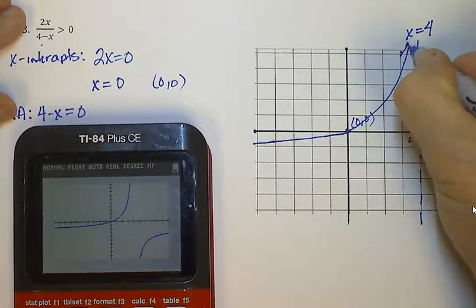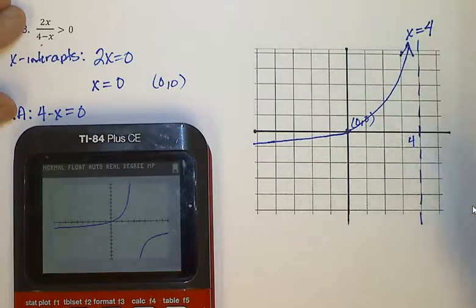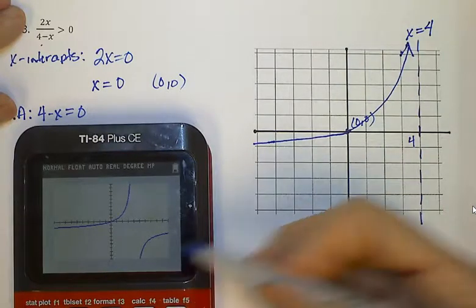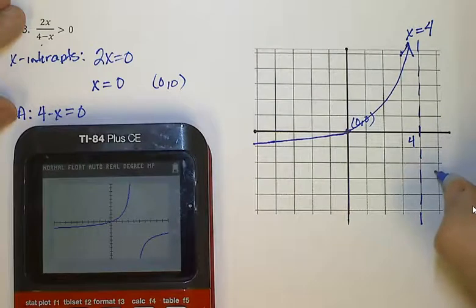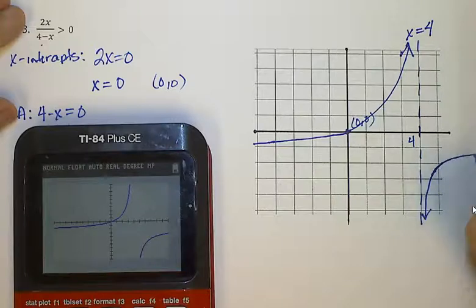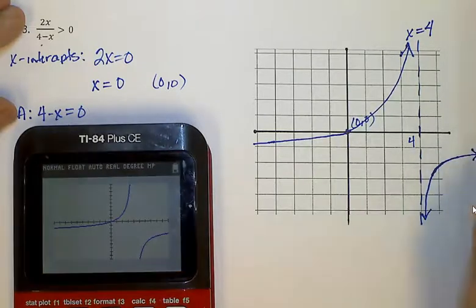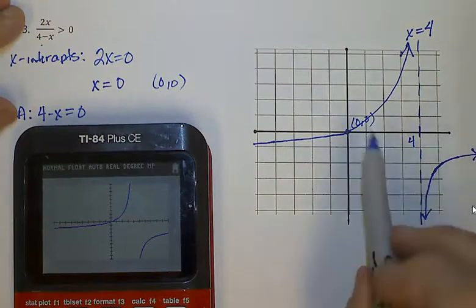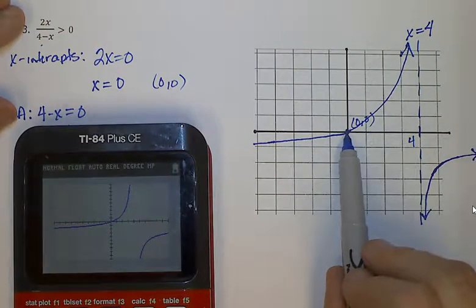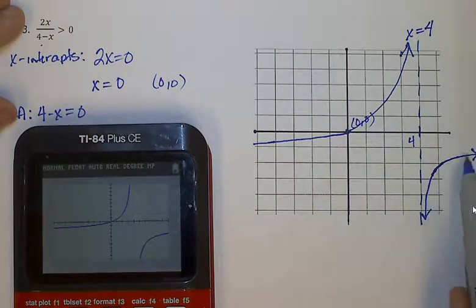As I come this way towards the vertical asymptote, my points are going up. And then on this side of the vertical asymptote, my points are going down towards negative infinity. And then over here, it looks like it's going up and out. Now this was the only x-intercept we found. That means that on this end, this is going to stay underneath the x-axis.